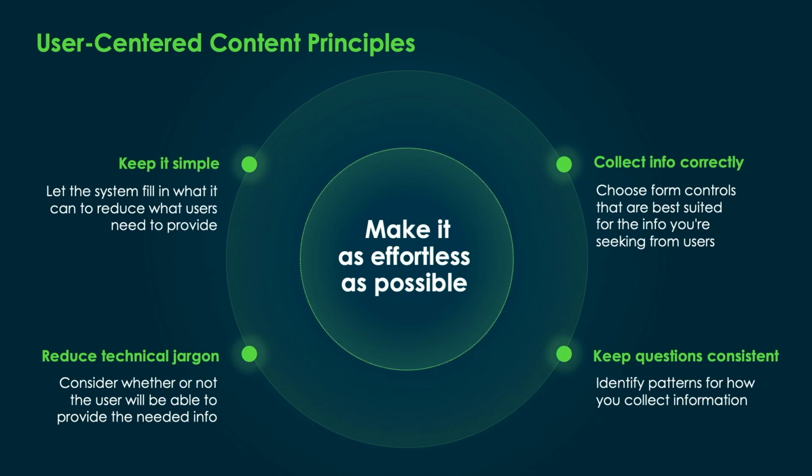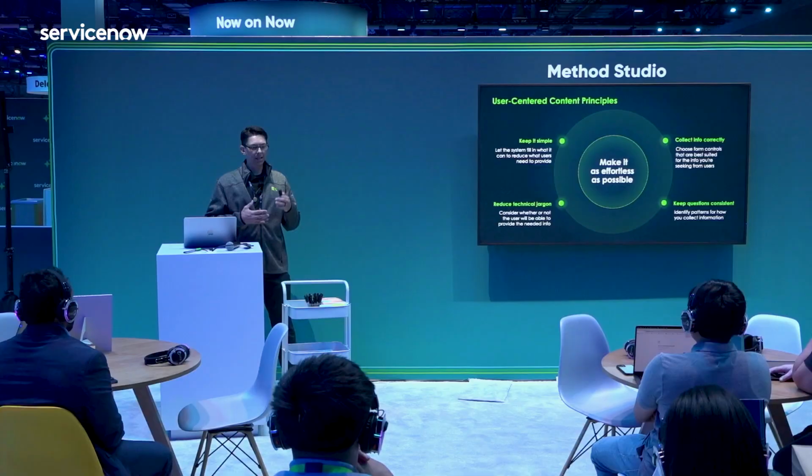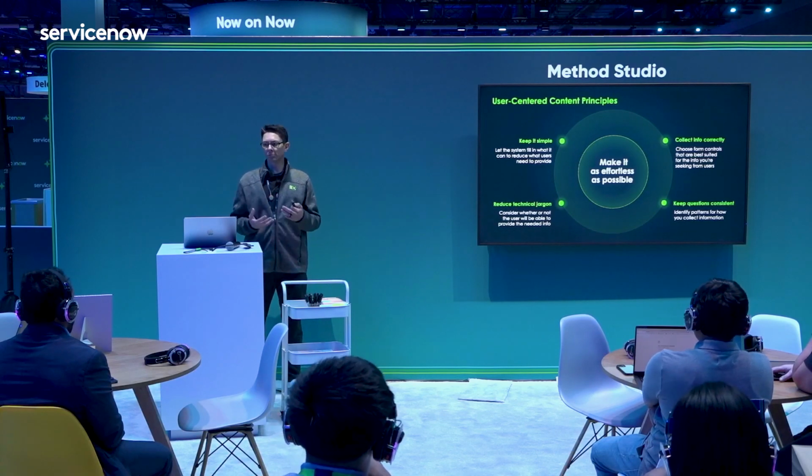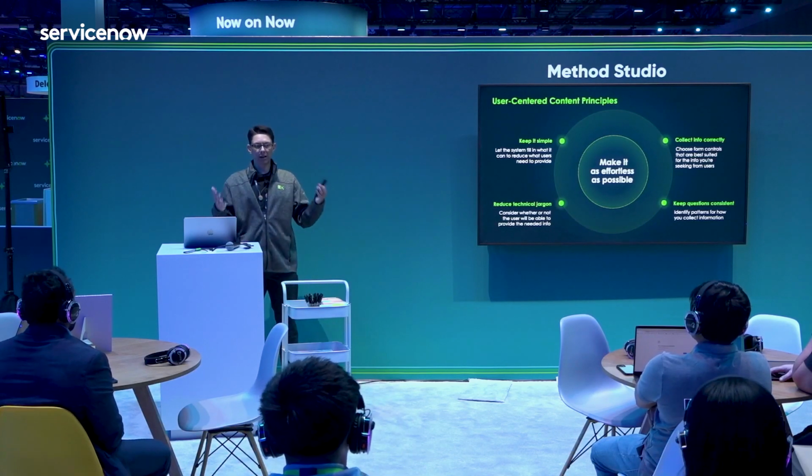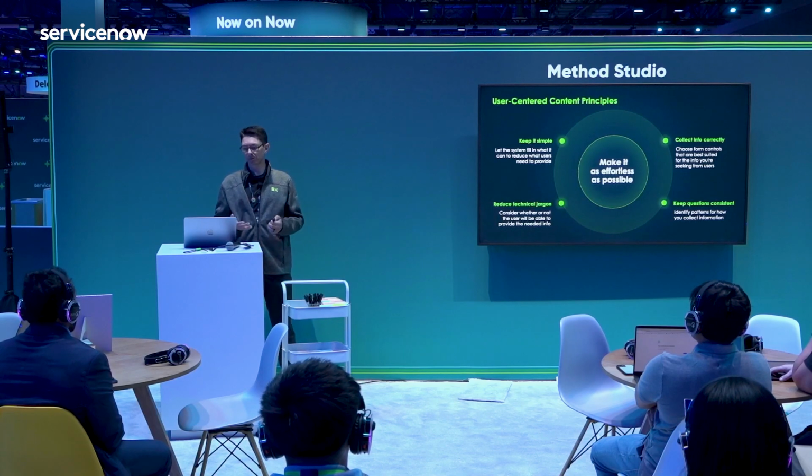Try to think of it from the user's perspective. Try to simplify the level of complexity of the information you're asking for. Reduce technical jargon. Oftentimes the platform architecture makes its way to the form experience, and that's where the disconnect happens between the platform admins and the end user's knowledge, skill, and expectations. And then keep questions consistent. Once you find things that work and users come to expect certain patterns, leverage those patterns everywhere so they're not having to relearn.